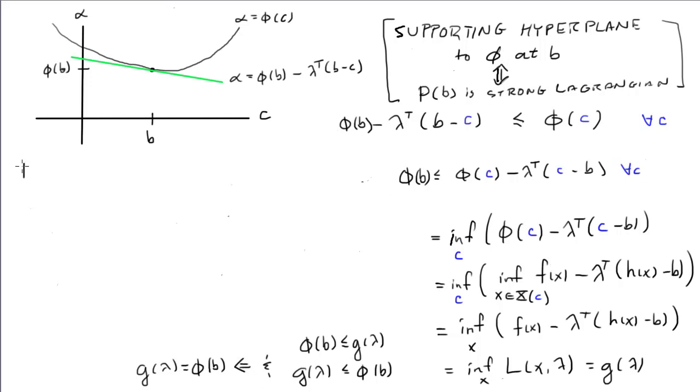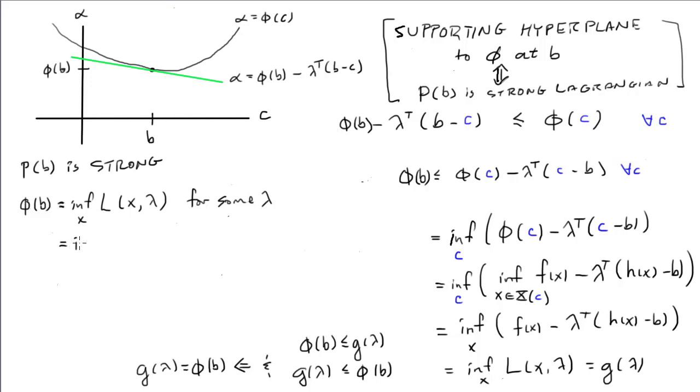For the other direction, given a strong Lagrangian problem, the definition of phi of b, it's equal to g of lambda for some lambda. Writing down the Lagrangian. And then following the string of equalities we just laid out.